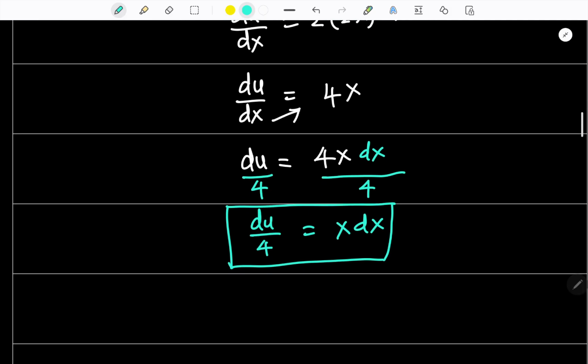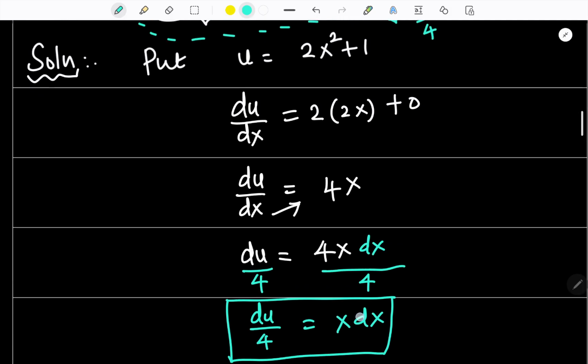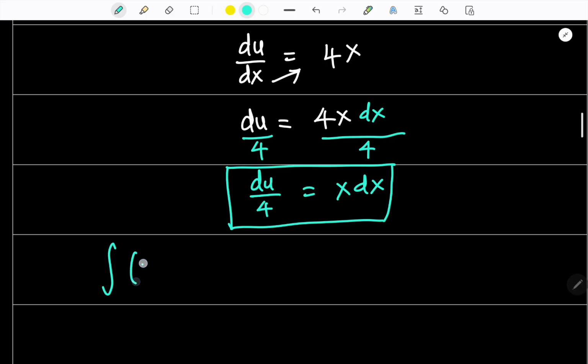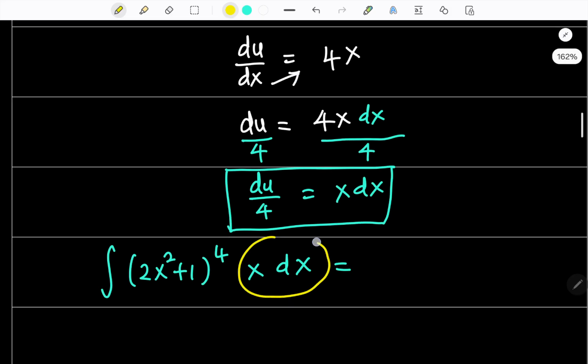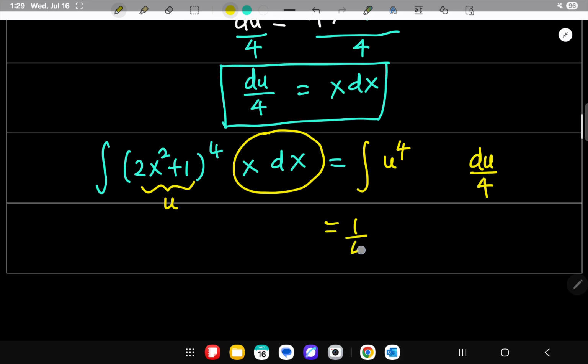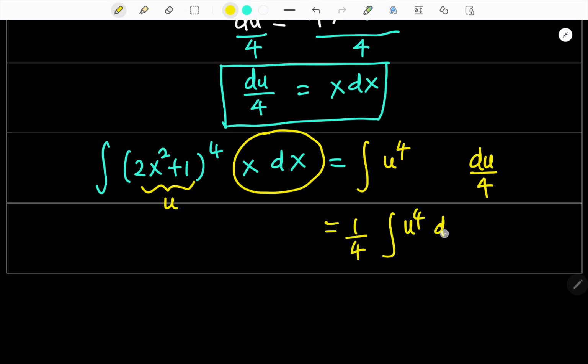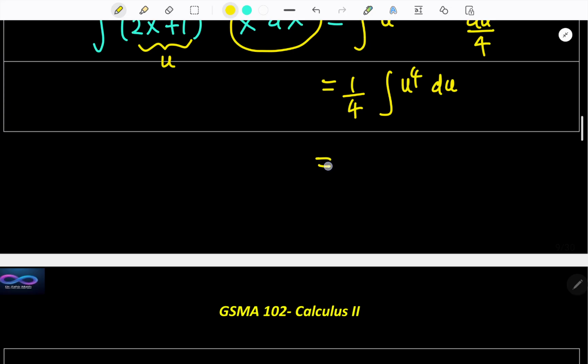Right. So this equals integral, look at the question carefully, I'll write the question again, which is integral of 2x square plus 1 to the power of 4 x dx is equal to, right? And this x dx, I'm going to write it as du divided by 4. And this one I call it as u, so which is u power 4. Take this 1 by 4 out, integral u power 4 du. What is the integral of u power 4? Which is u power 5 divided by 5 plus integrating constant c.